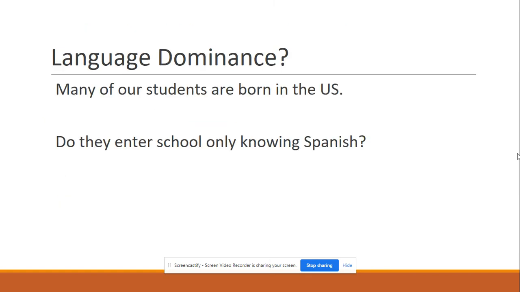Language dominance. Many of our students are born in the US. So do they enter school only knowing Spanish? This is one of the questions that a lot of teachers have, because most of the students that come to us already have a background in both languages. They are not yet fluent bilinguals, but they are emerging bilinguals.